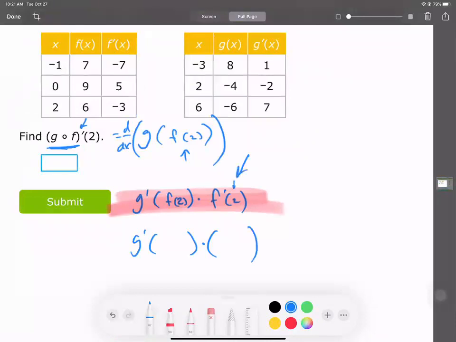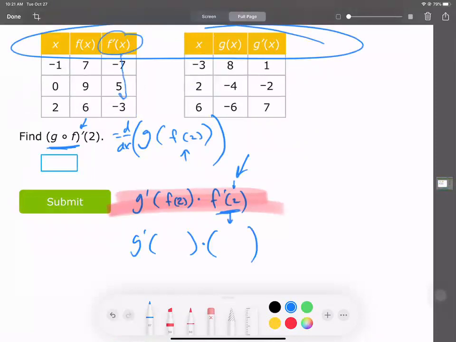So once you rewrite the derivative as a chain rule, go ahead and look up here for all the numbers we need. What is f prime at 2? Let's look at this one first. F prime at 2 is -3. F at 2 is 6. Now that we have 6, what is g prime at 6? G prime at 6 is 7. So it's almost like a little puzzle where we have to figure out what the function is before we can plug it in to look at the table.